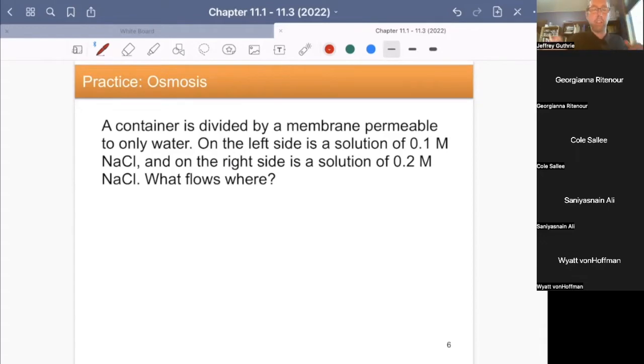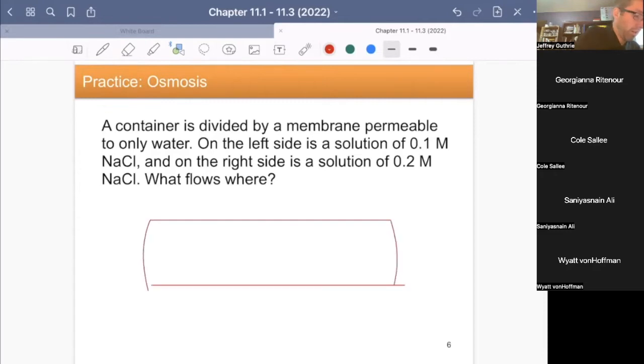So I'm basically asking, if we were to draw this out, that's probably an easy way to do it. So let's just draw this out first. Something very simple diagram. So you can make a little box and then put your semi-permeable membrane in the middle somewhere. And then we would have 0.1 molar on the left.